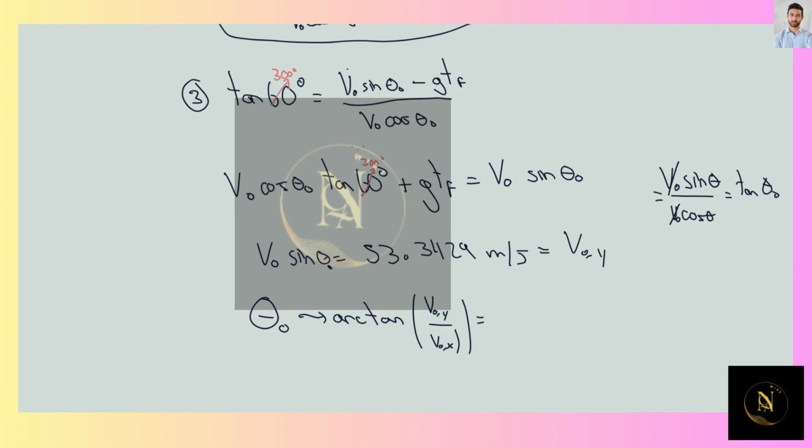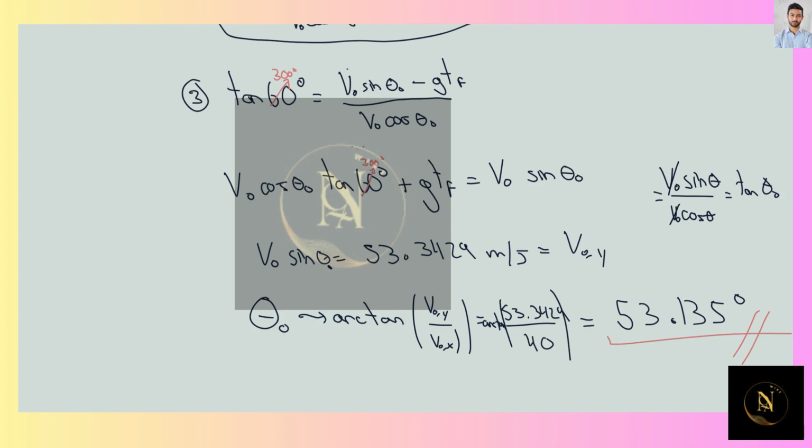So the result for this is going to be 53.3429 over 40, arctangent is going to give us that theta 0 is going to be 53.135 degrees. And you can cut up to the number of significant figures that you require.